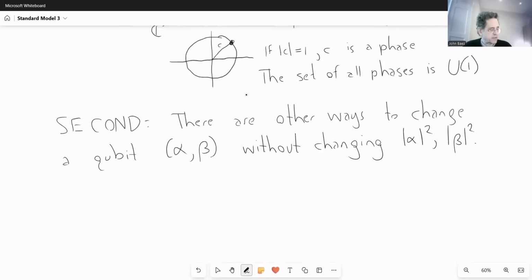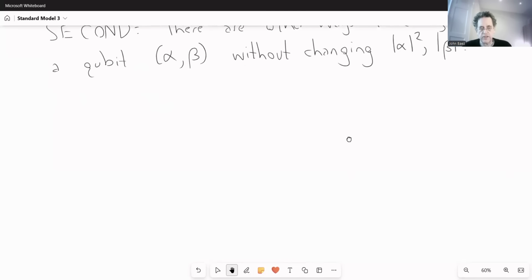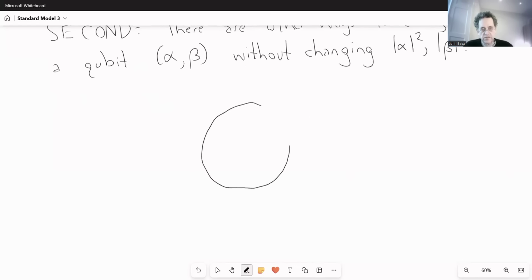So I'm going to show you a bunch of examples. And in fact, I'm going to show you a whole sphere of examples. So let me draw a sphere in 3 dimensions. So this is not the unit circle anymore. This is my pathetic attempt of drawing a sphere. There's the center of the sphere.